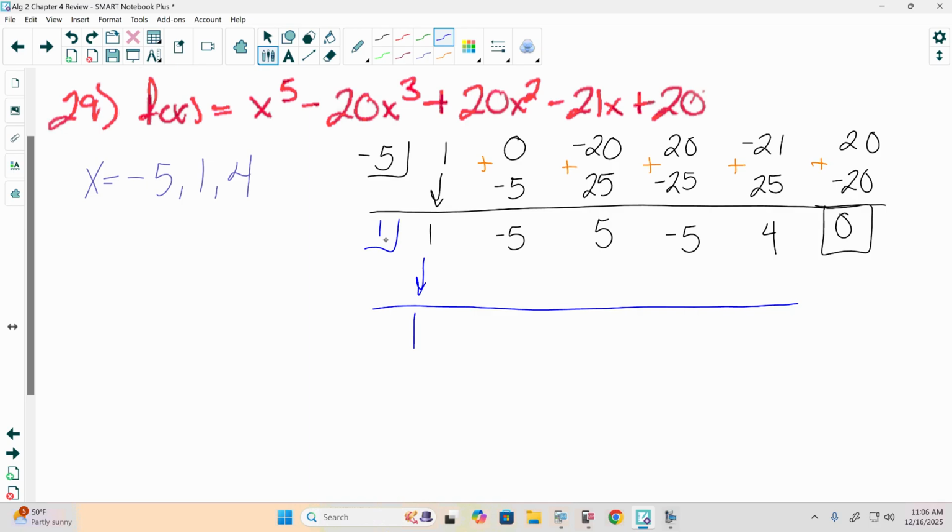Now we're going to do this again, but with our next solution of 1. So we're going to multiply the 1 in the cubby by the 1 below the line. And yes, 1 times 1 is 1. Then we're going to add the negative 5 and 1. Negative 5 plus 1 is negative 4. Then we're going to multiply that negative 4 by the 1 inside the cubby. 1 times negative 4 is negative 4.